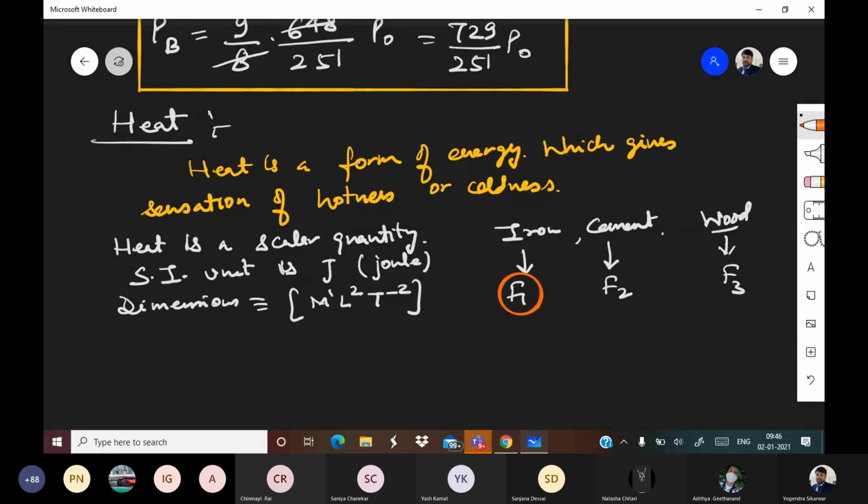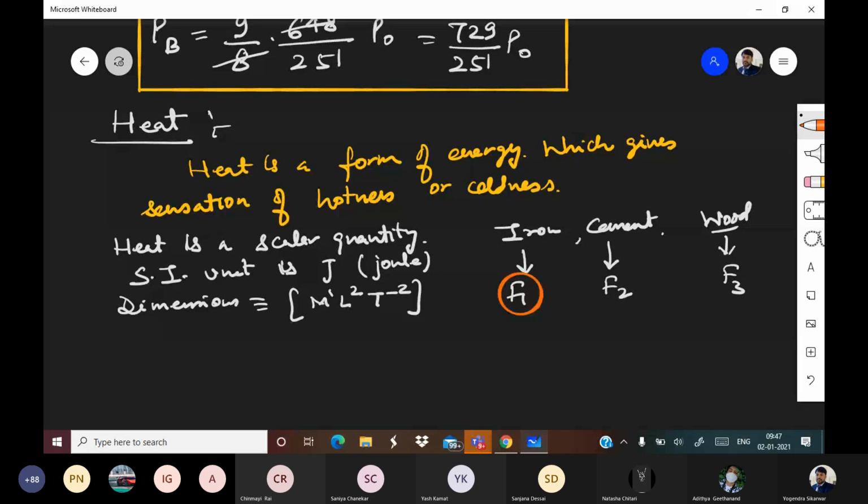Okay. When you are sitting on the cement bench, you are not finding that cold. It is cold, but not that much. And the third one who is sitting on the wood bench is not finding it cold at all. All right.